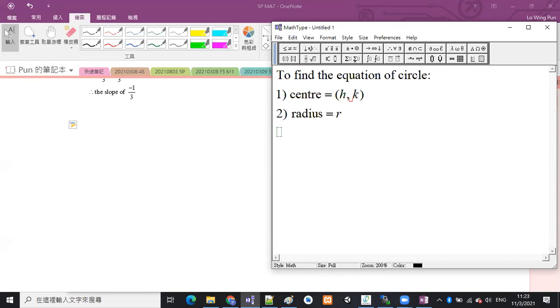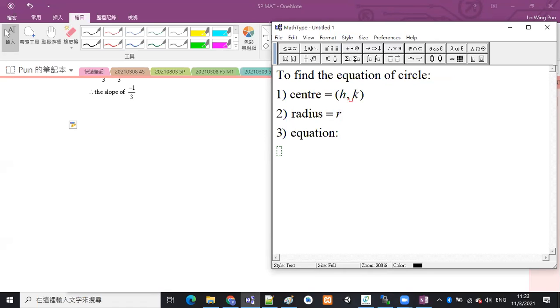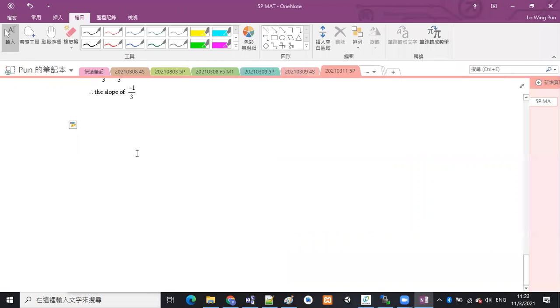We need the center and the radius to build the equation of a circle. And then we can write down the equation of circle by using the following form. It is x minus h bracket square plus y minus k bracket square equal r square. And then we will expand all the bracket.